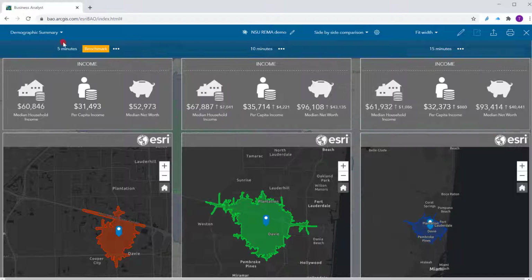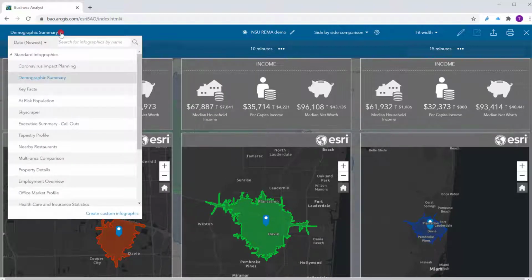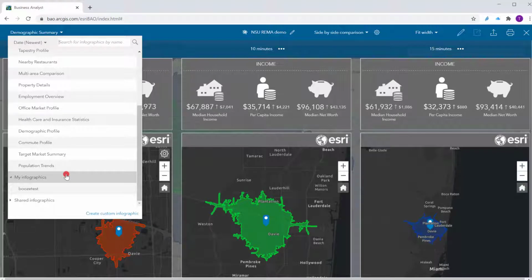Yeah? I can even go in and say, wait a minute, this is my demographic summary. I can have at-risk population, executive summary, call-outs as an example. I can do tapestry profiles, which is really cool. We're going to do that in a moment. And we have multiple areas, employment. I mentioned earlier, it was about 15,000 variables that you can look up here. This is actually a test for a research project. It's about alcohol permits. That's the reason why we nicknamed it Boost Test.